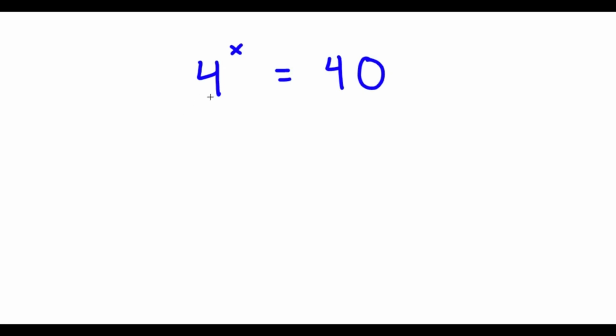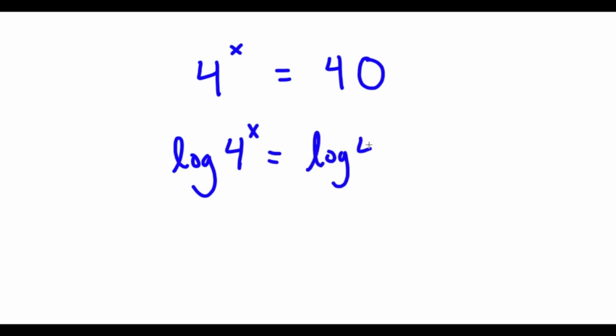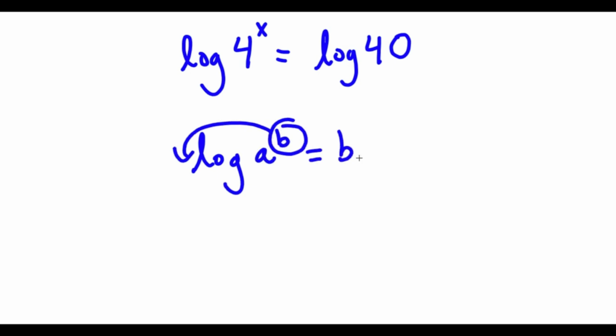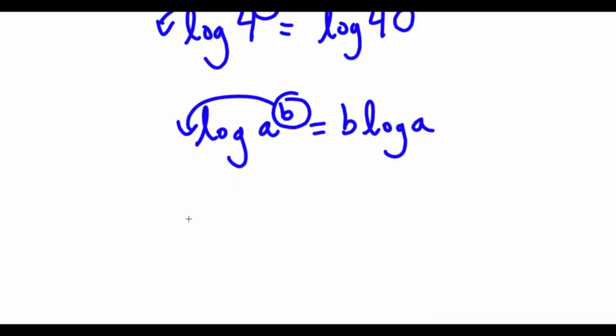Alright, so in this problem, I have 4 to the power of x is equal to 40. So to solve this, I'm going to first start by taking the log on both sides. So now I have log of 4 to the power of x is equal to log 40. Now, if I have something in the form log a to the power of b, I can move this exponent b to the front. So this can equal b times log a. So in this case, I have log 4 to the power of x, so I can move x to the front. So now I have x times log 4 is equal to log 40.